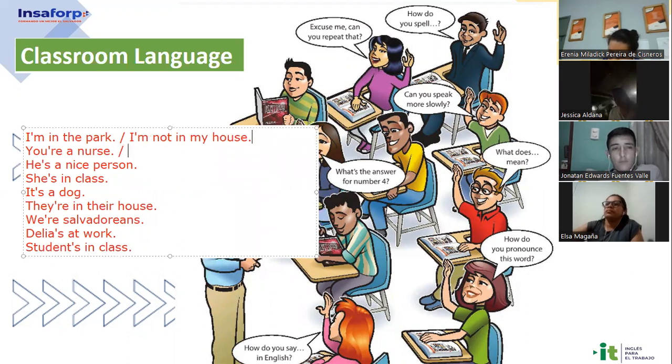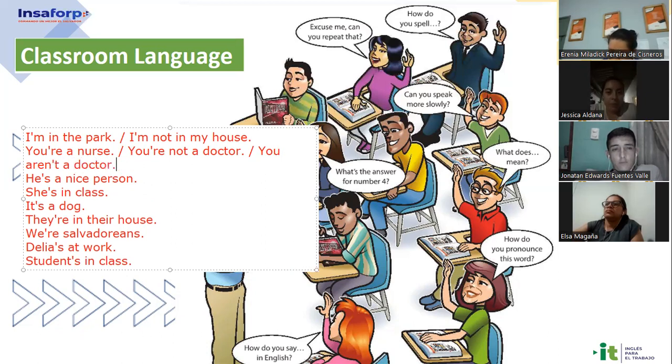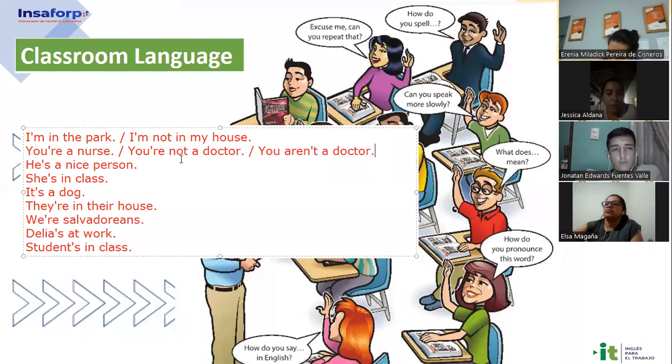You're not a doctor. Right? And also you can say you aren't a doctor. Look, there are two ways to make contractions. You're not a doctor, you aren't a doctor. And in the affirmative, you're a nurse. Yes, okay. Then another example is here, right?